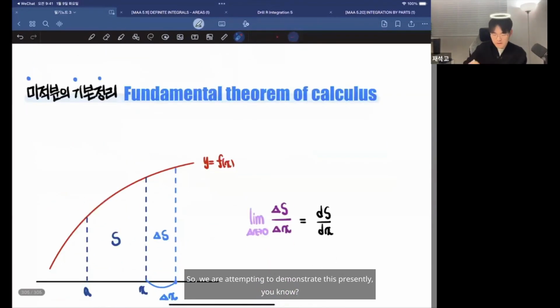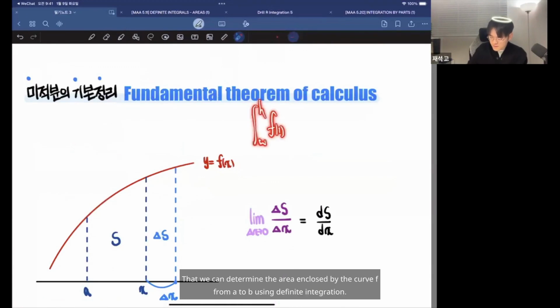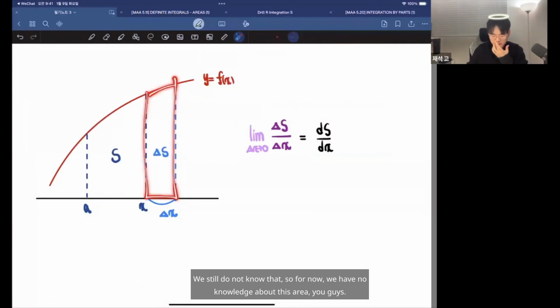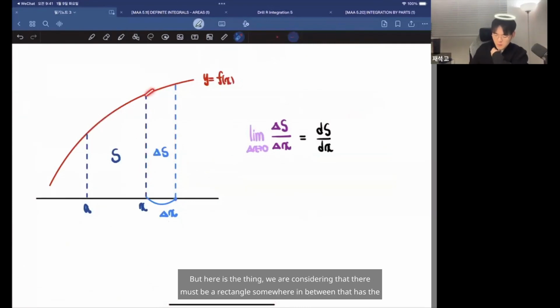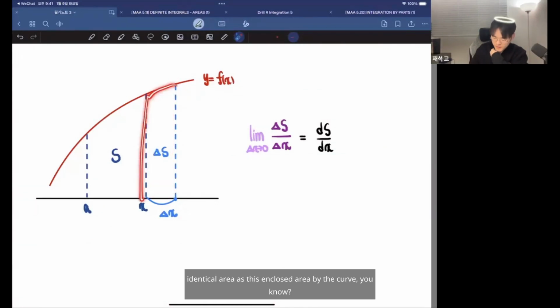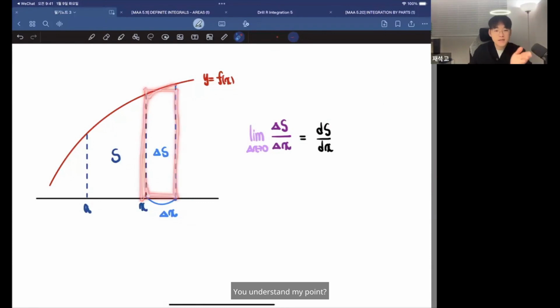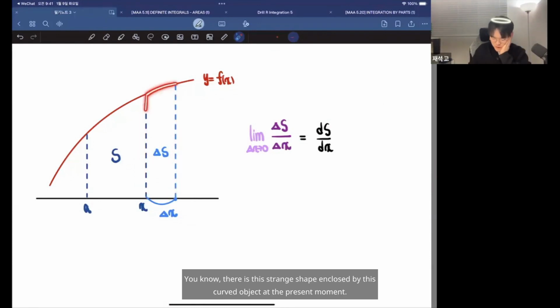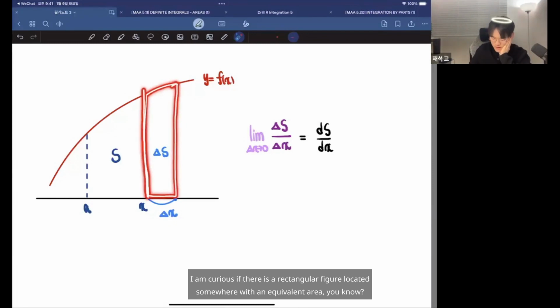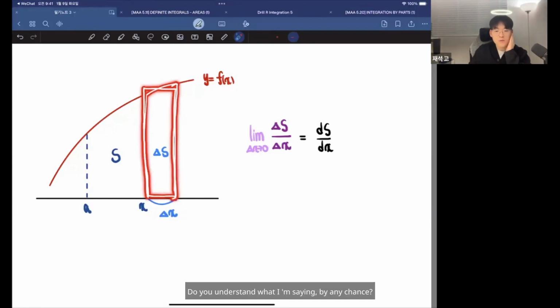We are attempting to demonstrate that we can determine the area enclosed by the curve f from a to b using definite integration. We still do not know that, so for now, we have no knowledge about this area. But we are considering that there must be a rectangle somewhere in between that has the identical area as this area enclosed by the curve. There is this strange shape enclosed by this curve, and I am curious if there is a rectangular figure somewhere with an equivalent area. Do you understand what I'm saying?